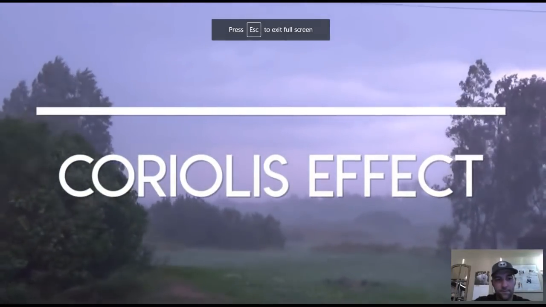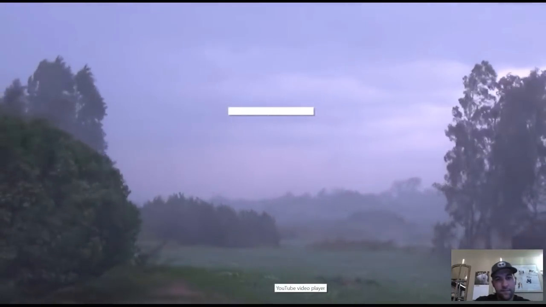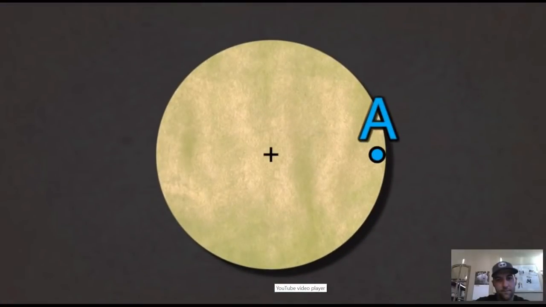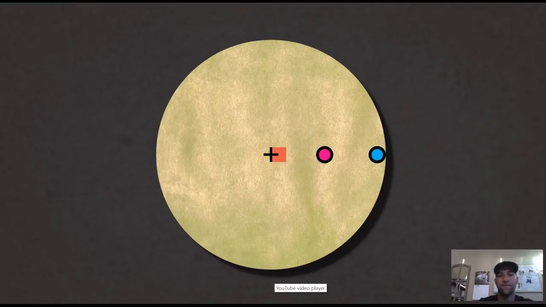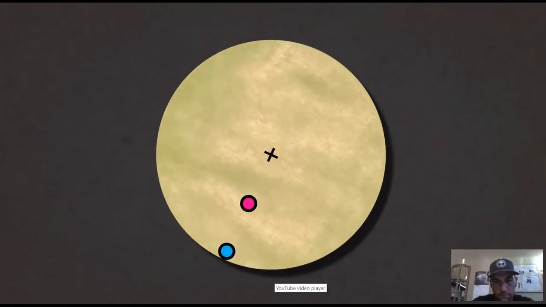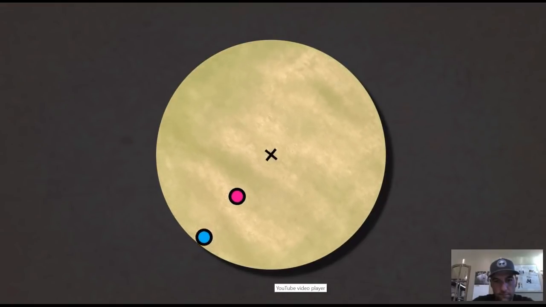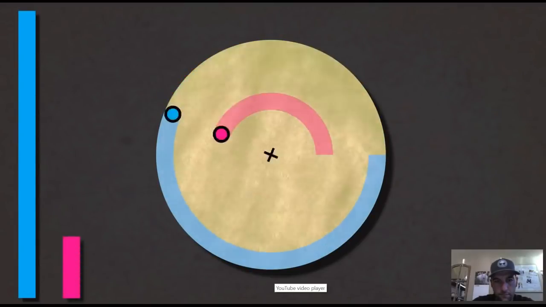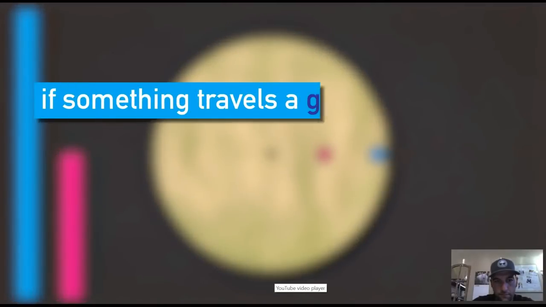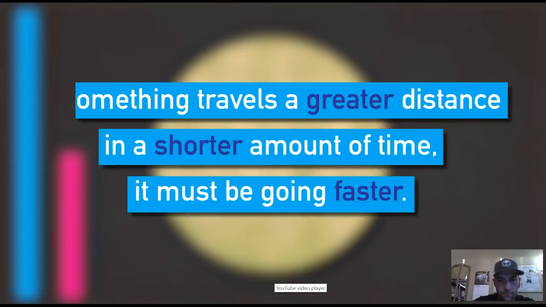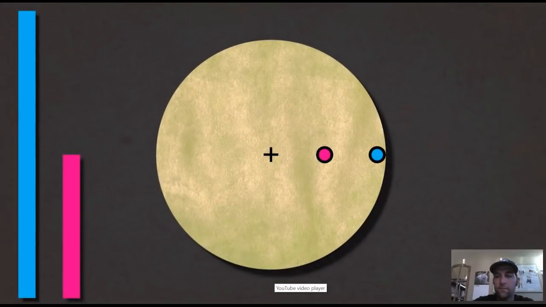Picture a circle Here's its center, here's point A, and here's point B. Point A is twice the distance from the center of the circle than point B. Oh yeah, and it spins from its center. In 2 seconds, both points do 1 full revolution. But to go all the way around, point A has to go this far, while point B only has to go this far. And we all know if something travels a greater distance in a shorter amount of time, it must be going faster. So point A must be moving faster than point B.